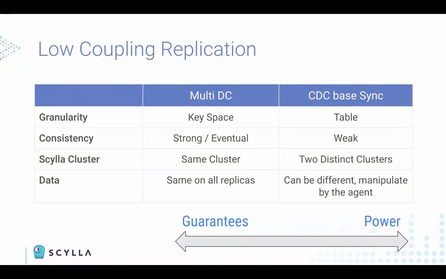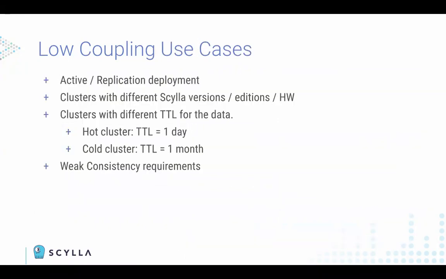So for example, you can read the information from one table in the cluster, do some manipulation on it, and push it to another cluster, which might be in a different version, for example, of Scylla. So you can implement something like an active-passive replication. You can, for example, have in one cluster a TTL of 1 day, in another cluster a TTL of 1 month, etc. So it basically gives you more flexibility, but you don't have the same eventual consistency guarantee that you have on the same cluster.